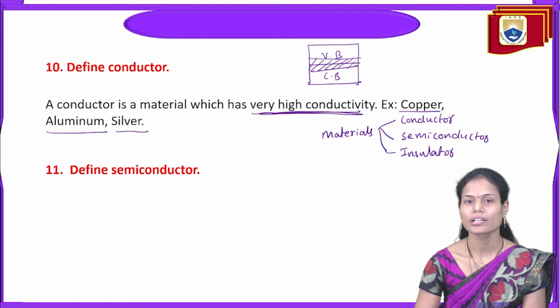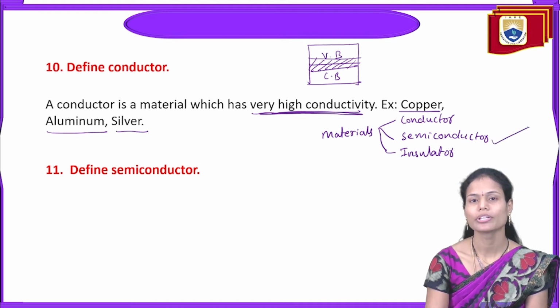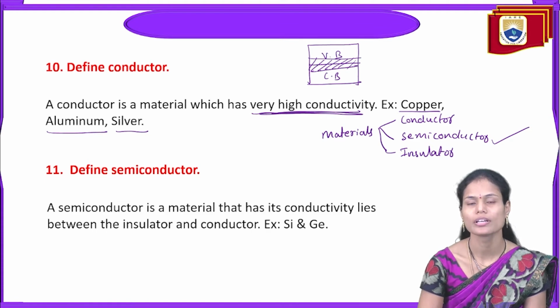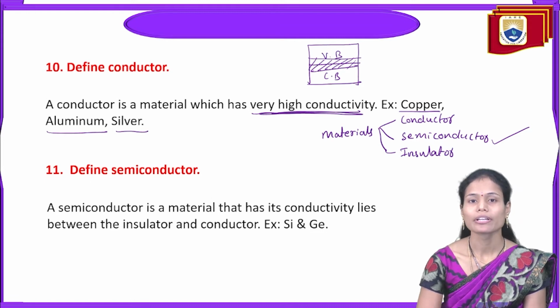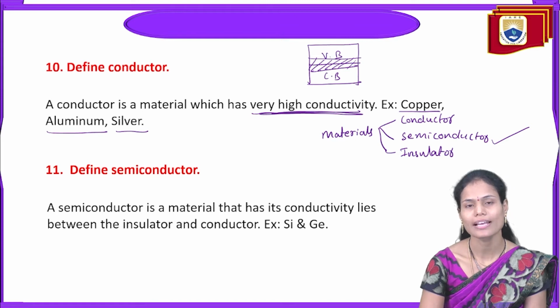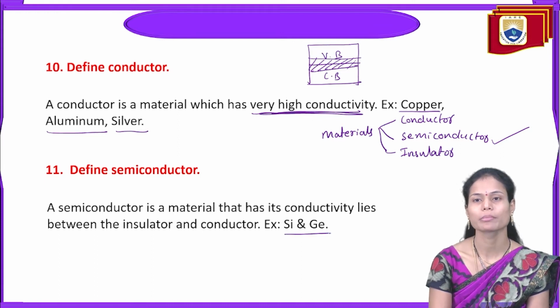High conductivity means they can allow a high amount of current through them. And the second one is define semiconductor. The second category of material is semiconductor. In the case of a semiconductor, the conductivity is not more than the conductor but not less than the insulator. So the conductivity lies between the conductor and the insulator. The examples are silicon and germanium materials.